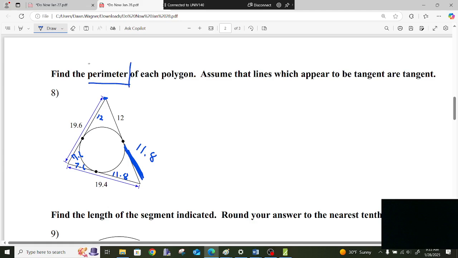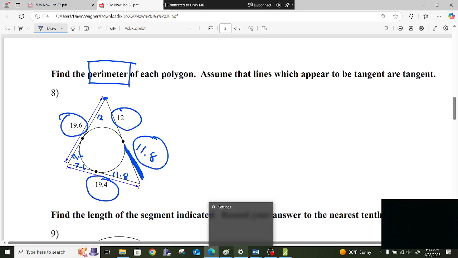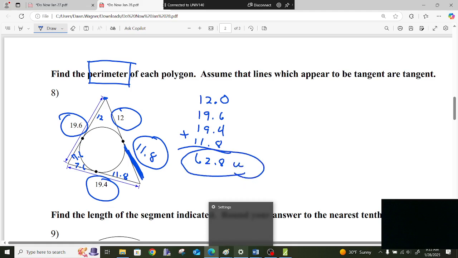And it asks for a perimeter. So you have to add this one, and this one, and this one, and this one, just all the outside. And that would give you your perimeter. So it'd be like 12. I'm just putting 0.0 so I can line my decimals up. 0.6, 19.4, 11.8, and add them all together. 62.8, and it didn't give a unit, so I'm just going to put a unit. Yay or nay?